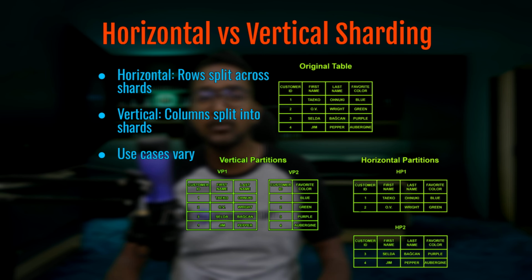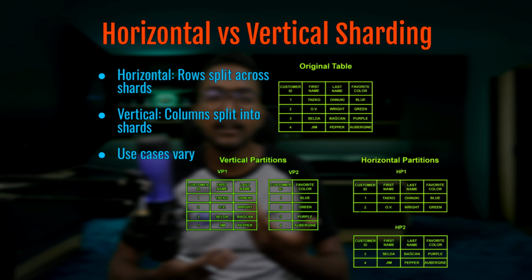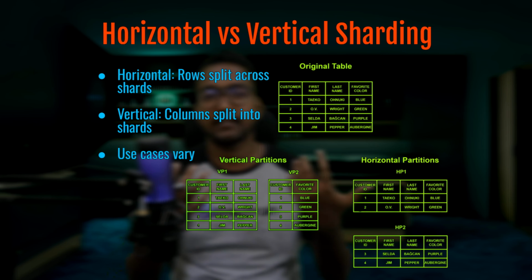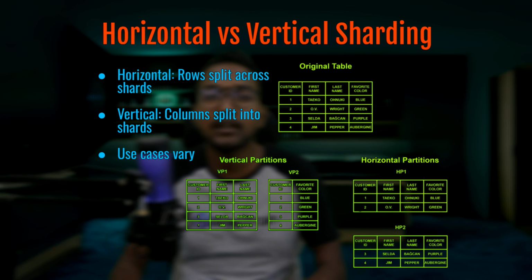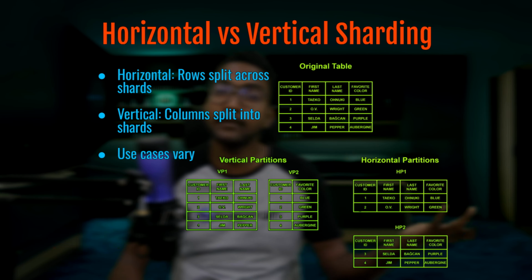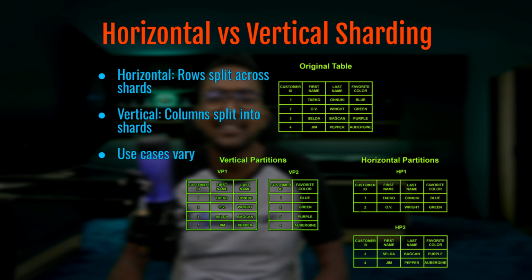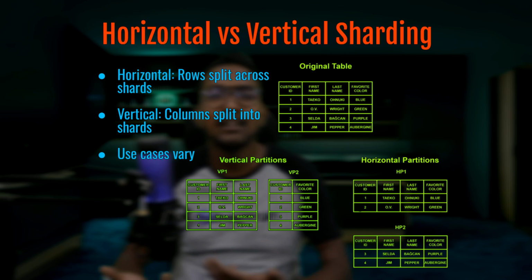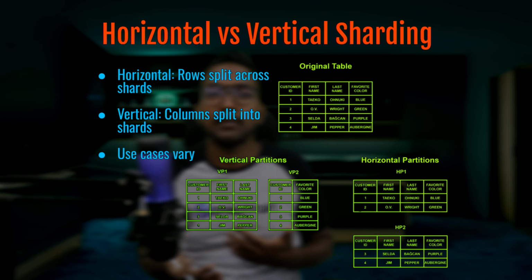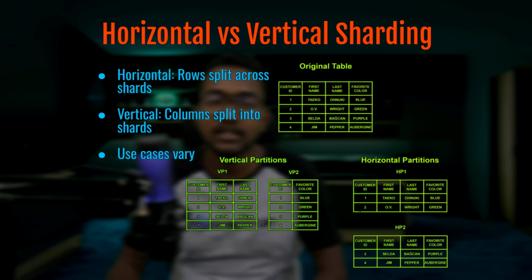So this approach is useful when different types of data have distinct access patterns. For instance, product information might be queried frequently, whereas customer data might involve more sensitive information. By separating them, you can optimize storage and query performance for each type of data.